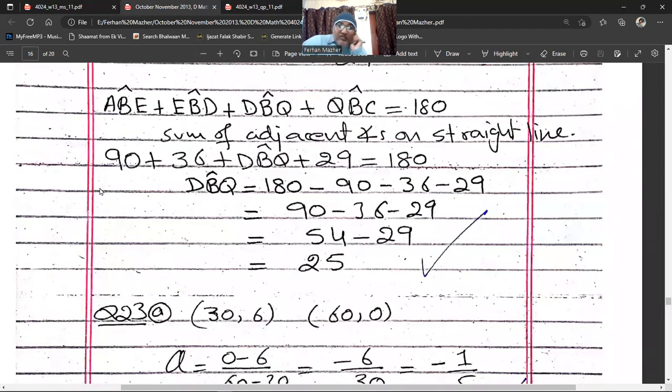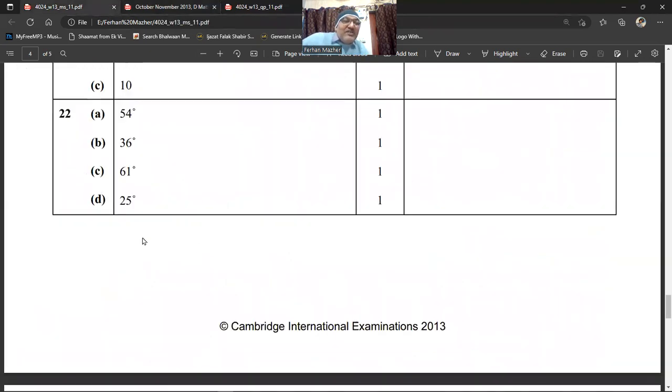There are other methods also to find out this. So ABE plus EBD plus DBQ plus QBC is equal to 180. The reason is the sum of the adjacent angles on a straight line. So that will be 90 plus 36 plus DBQ plus 29 is equal to 180. So the DBQ will be equal to 180 minus 90 minus 36 minus 29. So that will be 90 minus 36 minus 29. That will be 54 minus 29, and that will be 25. So that angle will be 25.